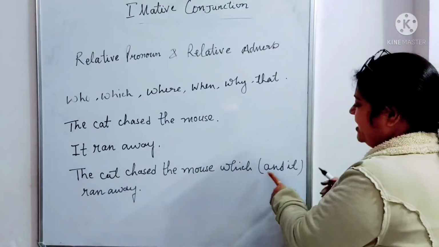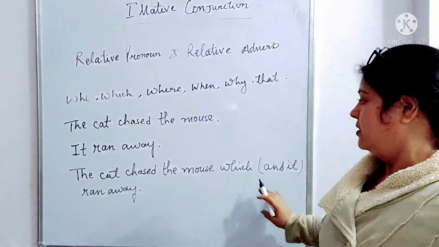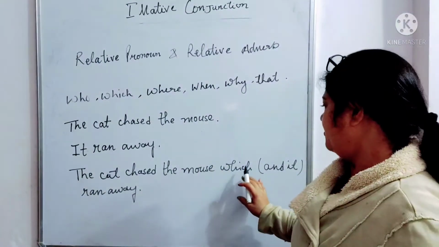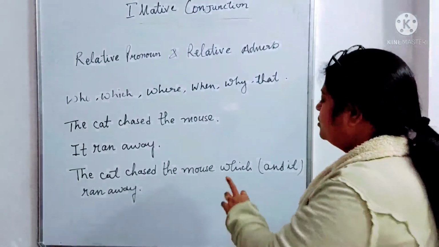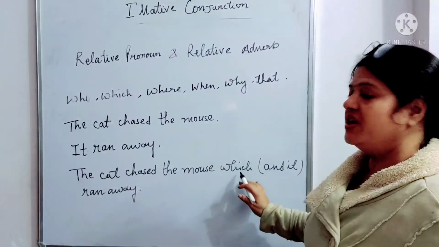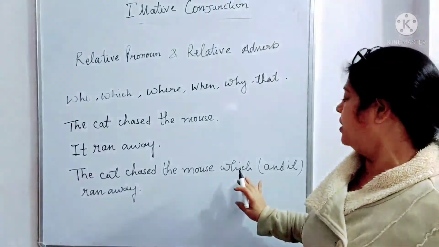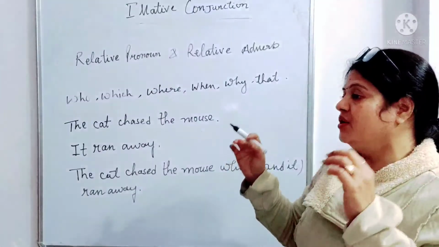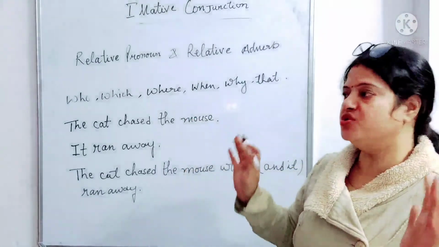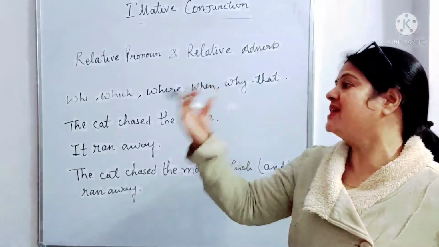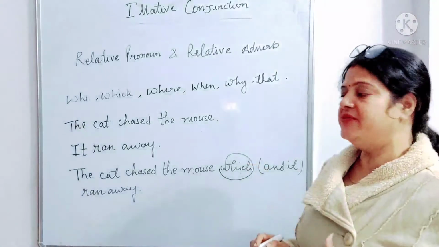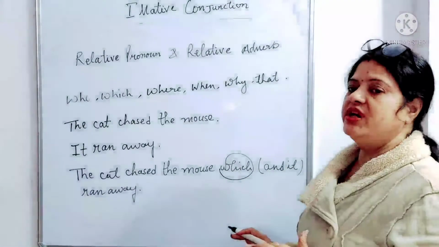So which is actually giving the meaning "and it." The cat chased the mouse and it ran away. So here we are using which to mean the mouse, but we are not actually describing this mouse. We are just using this relative pronoun to make us understand that these two things are happening together. One action is taking place after another. So this pronoun is not used in restrictive sense, but in continuative sense.